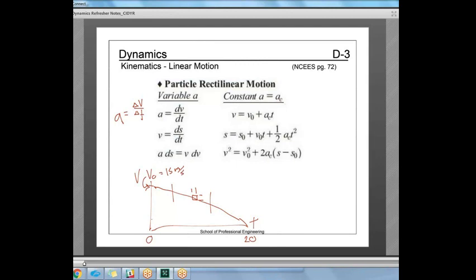So let's say we go for 20 seconds, so from 0 to 20 seconds, and our initial velocity here is 15 meters per second. What's our acceleration rate going to be? Well, our red equation, A equals delta V over delta T. What's our change in velocity over this process?